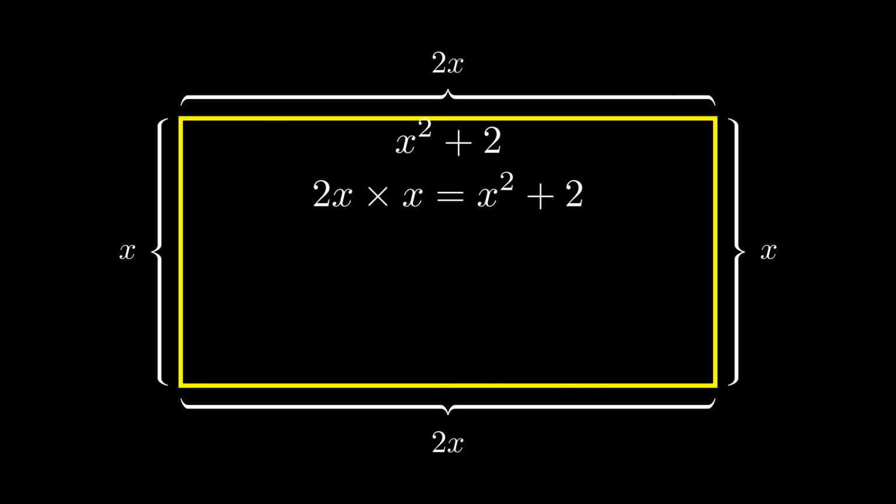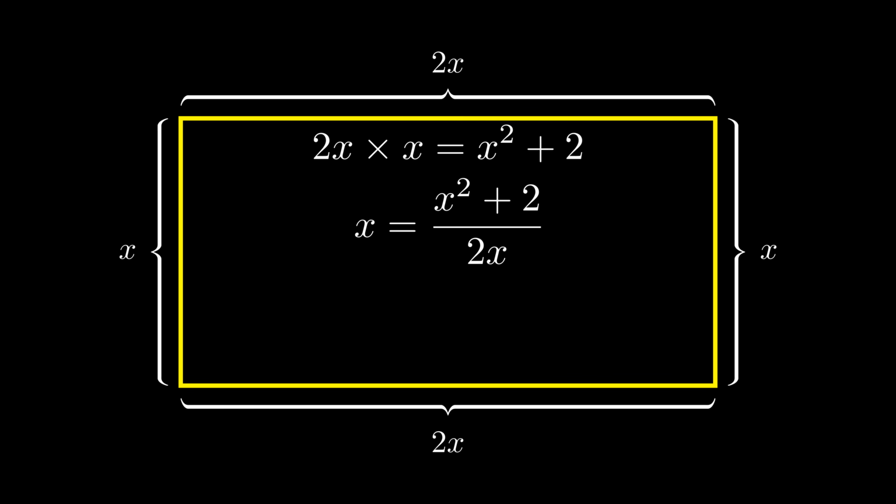This leads us to a key question. If we have a rectangle with a known area of x squared plus 2 and a known width of 2x, what must its height be? The process of finding this height and the profound geometric insight behind it forms the very rationale of Heron's method.